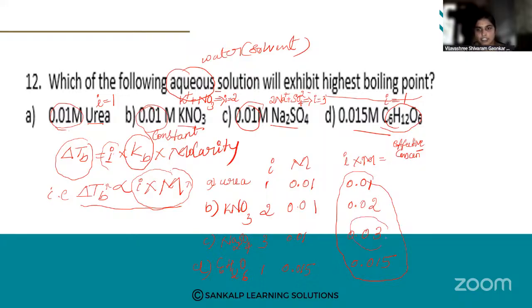0.03 is greater among all four options. So the right answer is option C. C is the right answer for the 12th question. Correct, option C is the right answer.